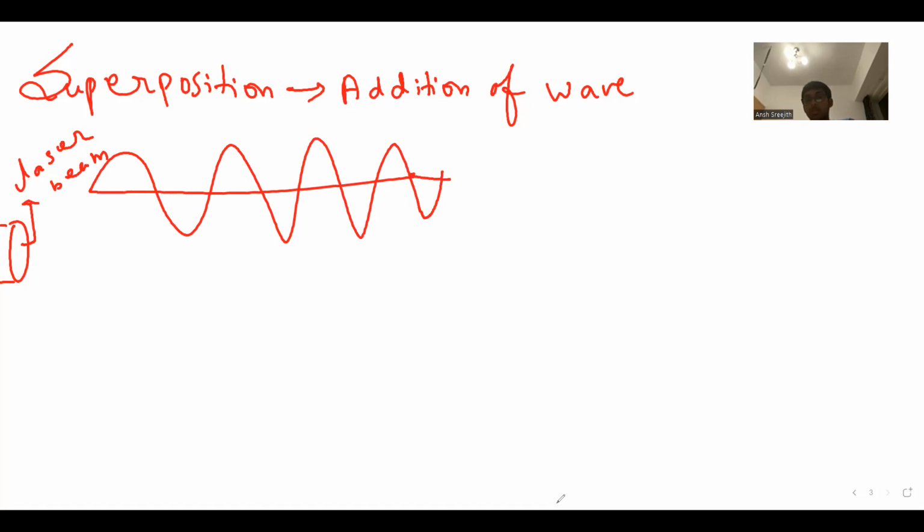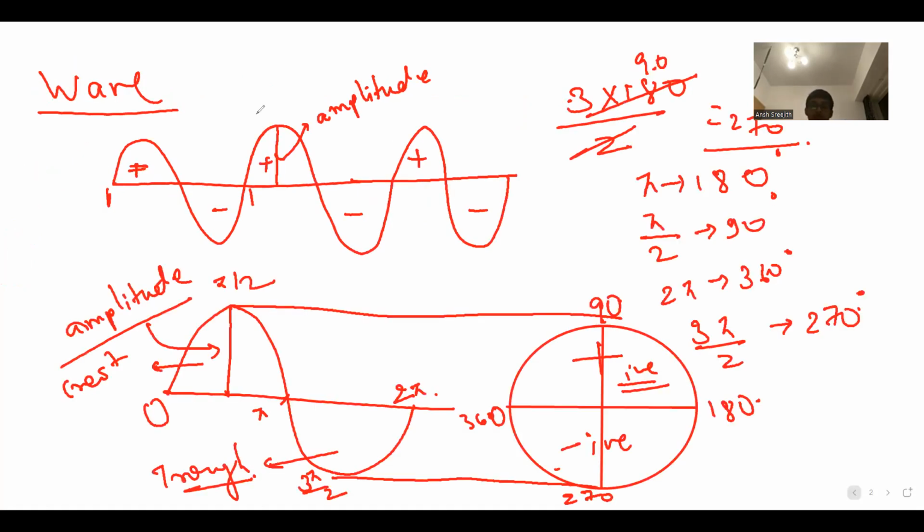Now, before that, I have to teach you one more thing. Sorry, I forgot. From crest to trough, this 0 to 360 degree is known as what? 0 to 360 degree is one wave.